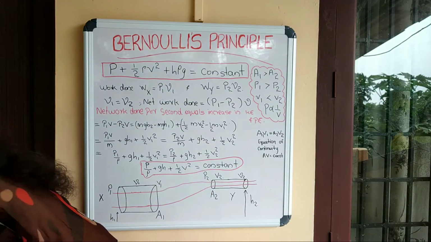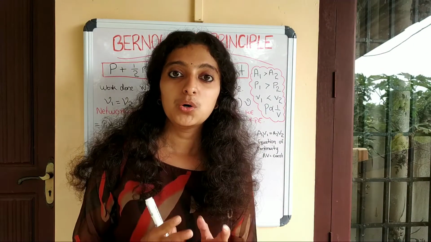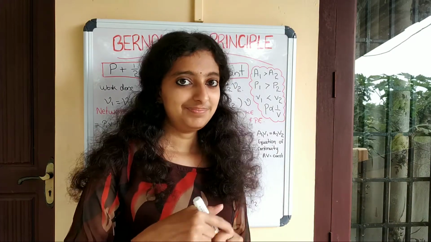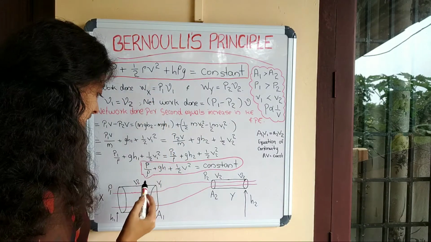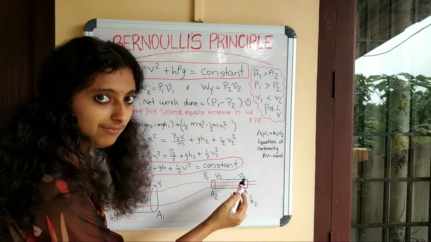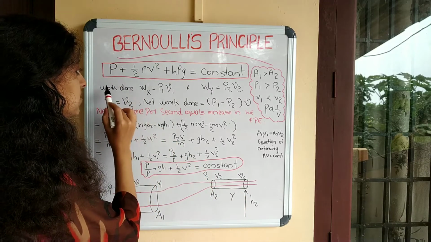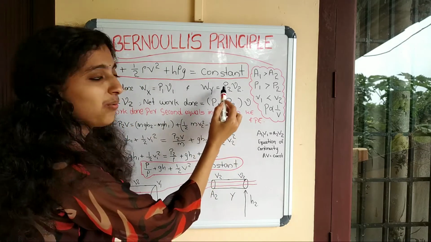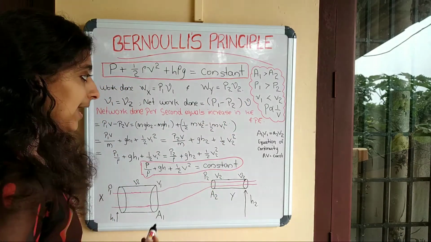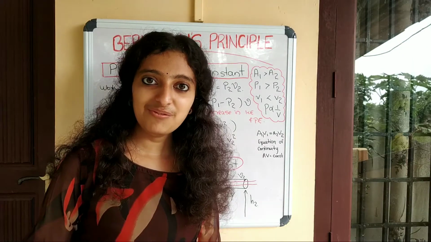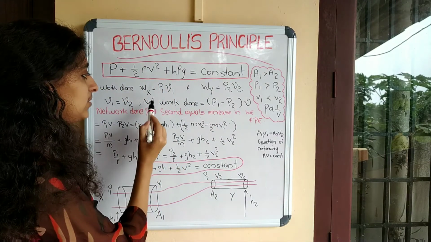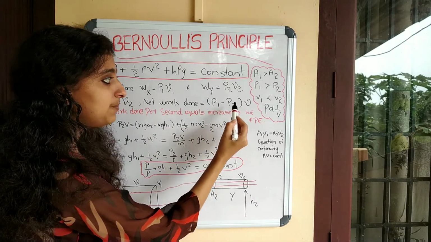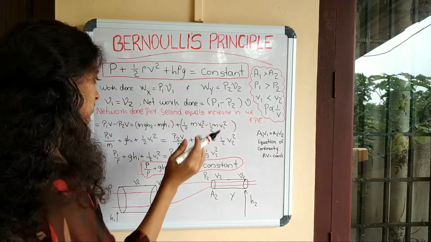Okay, coming back to our session, here we have to show the conservation of energy. For the conservation of energy, we have to show the work done. So, work done at tube X. Here I have volume V1 and I have volume V2. The work done at tube X equal to P1 V1 and work done at tube Y equal to P2 V2. Since the mass is conserved, the volume V1 equal to V2. So, the net work done equal to the difference in work done, P1 minus P2 into V, since V1 equal to V2.